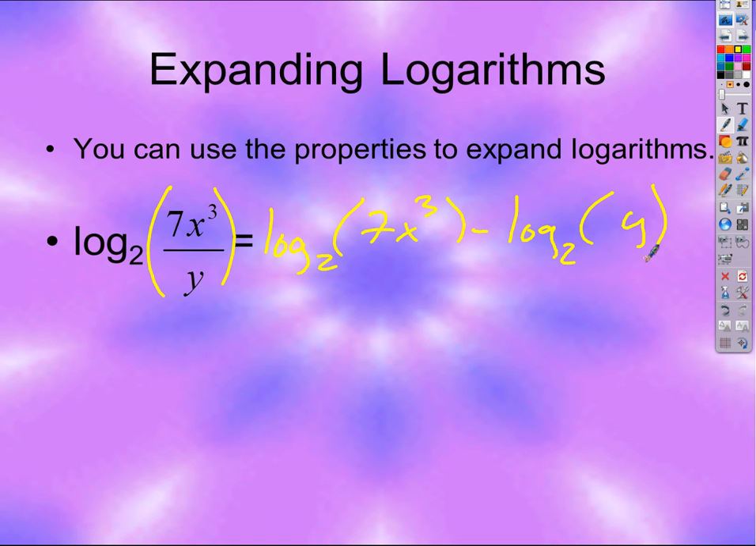But what can I do to that first one? There's some other stuff going on. Good, I've got two things being multiplied. I've got a log of 7 times x cubed. So I can take this one and break it up into the log of 7 plus the log of x cubed.